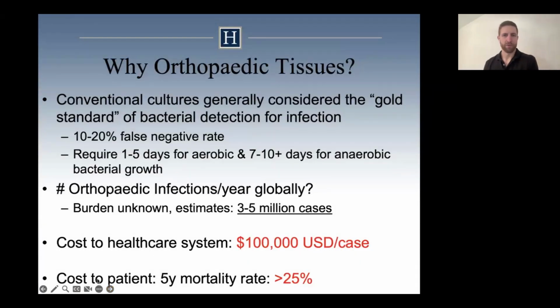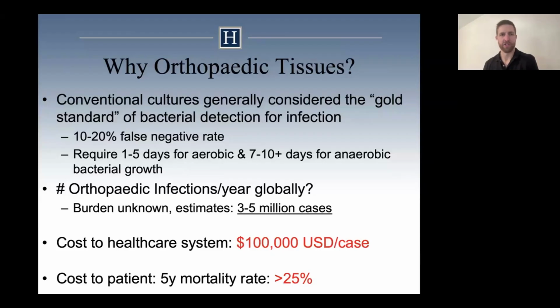So first and foremost, why orthopedic tissues? The conventional cultures that are considered today the gold standard have a 10 to 20% false negative rate, and also take up to 5 days for aerobic cultures to grow, as well as 7 to 10 days or more even for most anaerobic cultures. With that, we also have an extremely high number of orthopedic infections globally. There's a large disease burden in that sense.